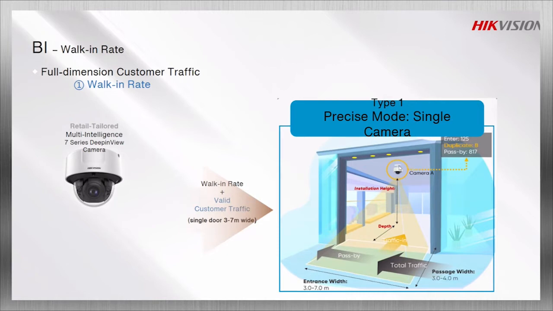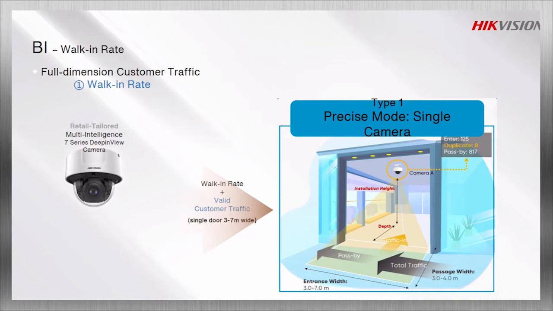In this picture, we can see that we can put a camera near the entrance of the shop. Then we can define an area which will cover the entrance part of the retail. And then we can count all the people passing by this area, and we can have the total traffic.